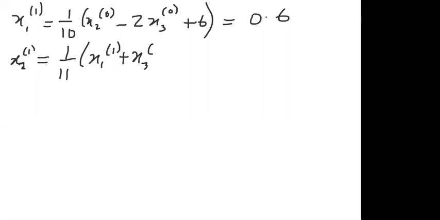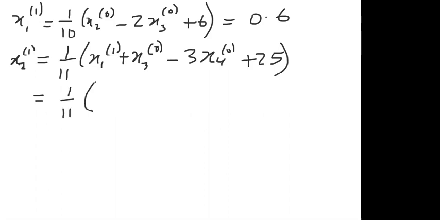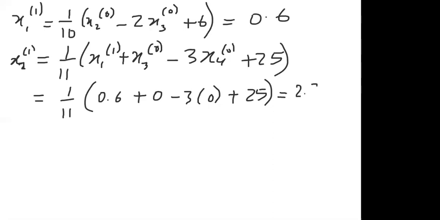Okay, x3 0 here, and then minus 3 x4 0, plus the constant 25. So I'm going to have 1 over 11 here. Then x1 will be 0.6. x3 0 is 0, then minus 3 times 0 plus 25. So you're going to substitute in there, and you should be able to simplify this and get x2 to be equal to 2.3273, right?